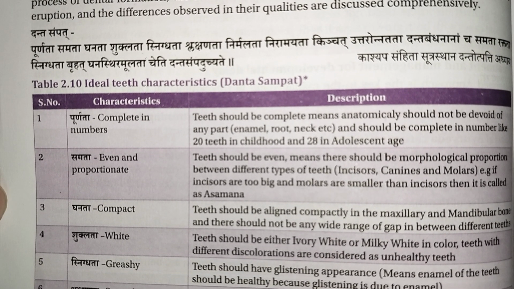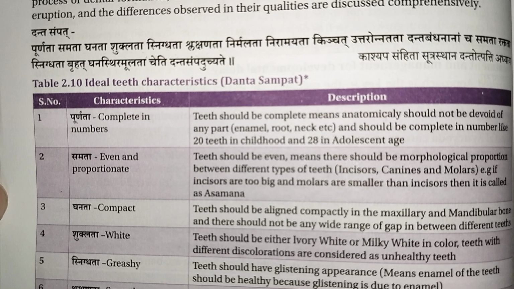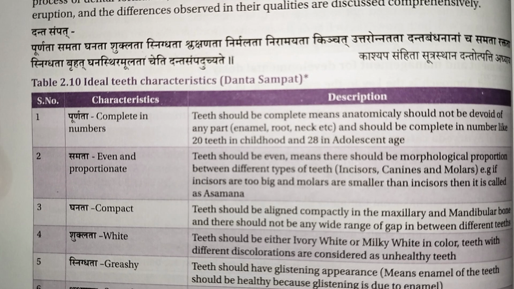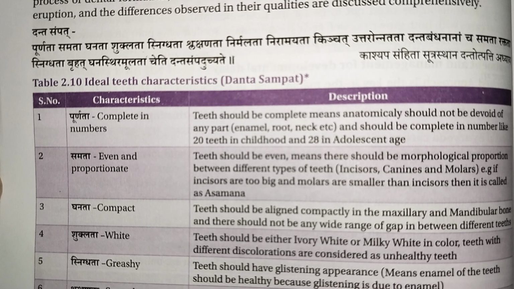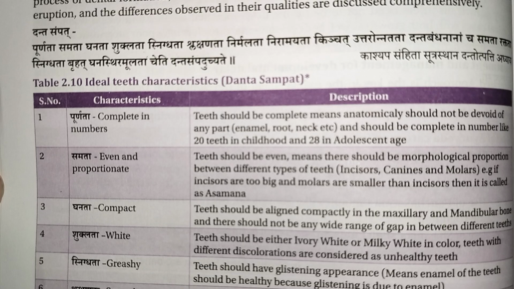Next is snigdhata. It has to be greasy. It should be like a glistening substance, right? Next is slakshnata. It has to be smoothness. Smoothness here does not mean softness. Smoothness is something which is lustrousness, right? So that is slakshnata.